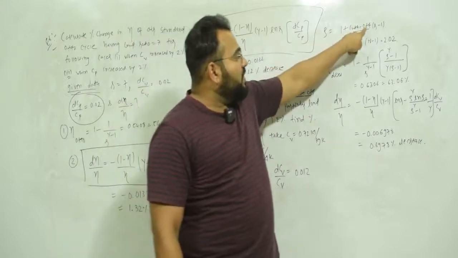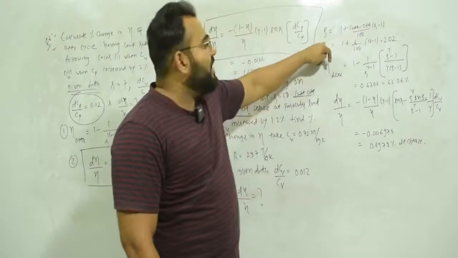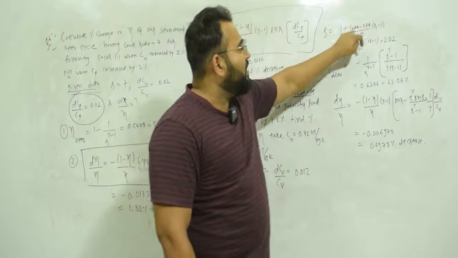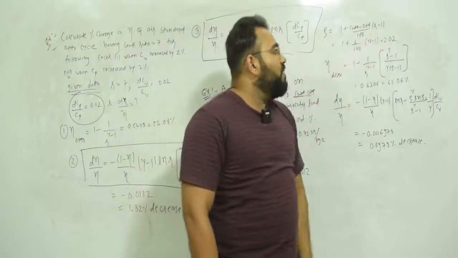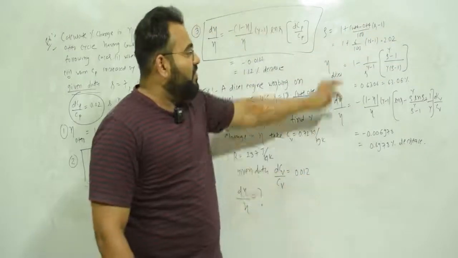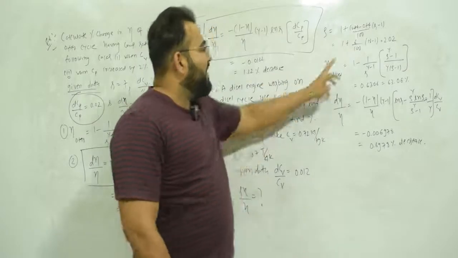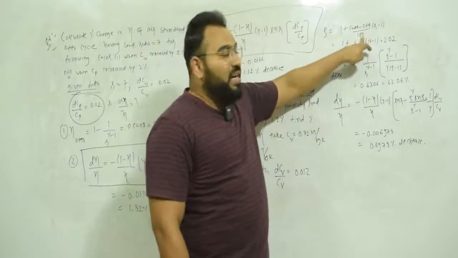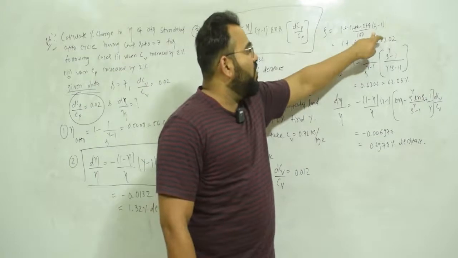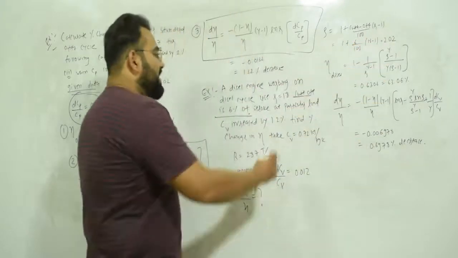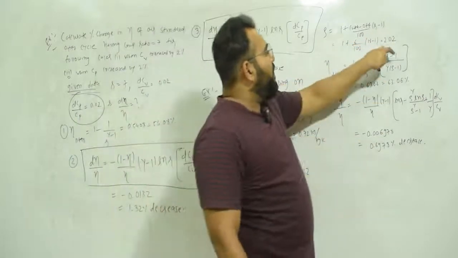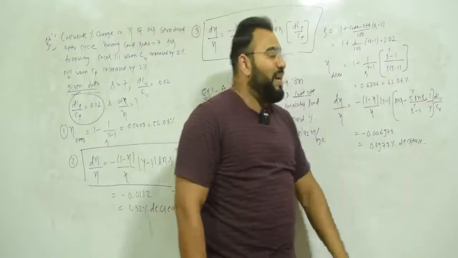If cutoff is given, then we can find the cutoff ratio like this. Cutoff ratio rho is equal to 1 plus (cutoff by 100) into (R minus 1), because the cutoff is given as a percentage. So 1 plus 6 upon 100, that's why we have written 100 over here, into (R minus 1). R is the compression ratio, that is 18, so 18 minus 1. Our cutoff ratio will be 2.02. That will be our answer.